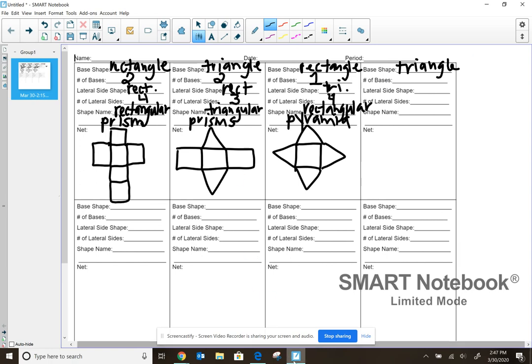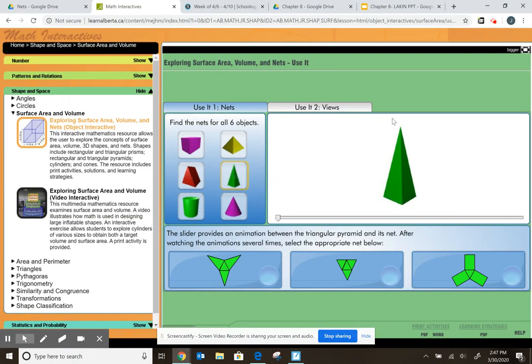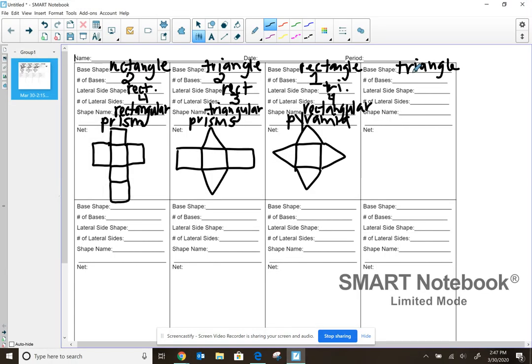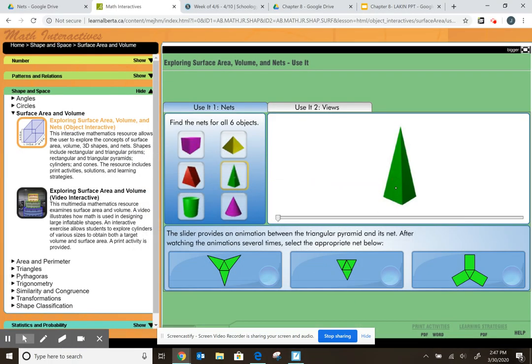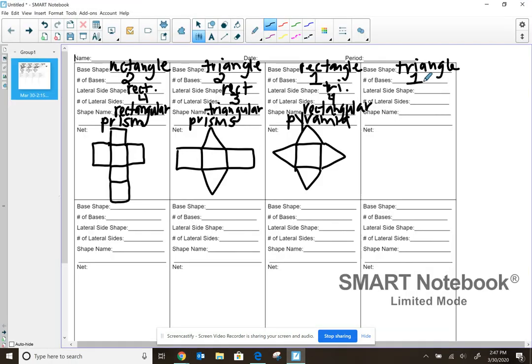How many bases are there? There's just one at the bottom. Notice how there's not one up at the top. All those edges just meet up at a vertex. So there's just one base. The shape of each one of those sides is going to be a triangle. How many sides are there? Well, if the base is a triangle, there's got to be one that comes off of each side of a triangle. So think, how many sides are there in a triangle? There's 3. So there should be 3 lateral sides, and we'll see that when it unfolds.